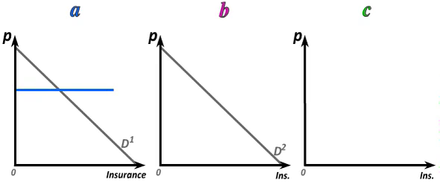Type 1 drivers differ from type 2 drivers in that they are more careless on the road and therefore more likely to get into an accident. Thus, the marginal cost of providing insurance to type 1 drivers is higher than the marginal cost of providing insurance for type 2 drivers.